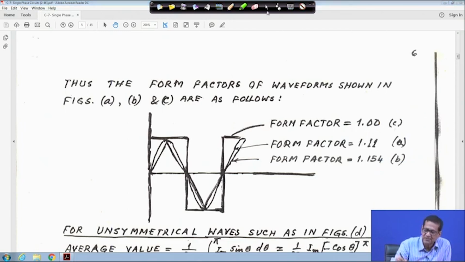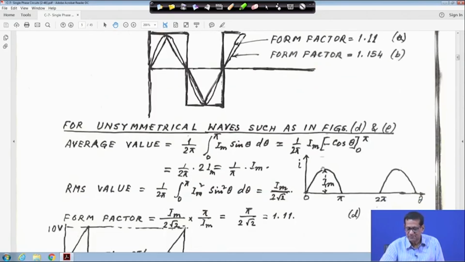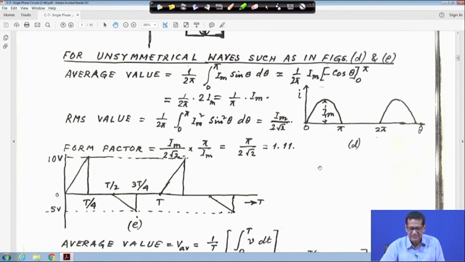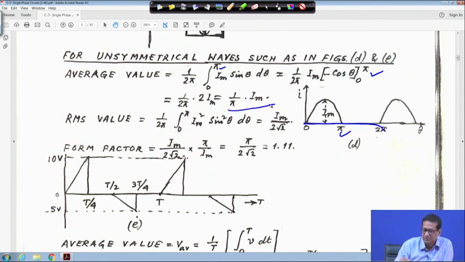Now next, for the unsymmetrical waveform, suppose this one, you have to consider the whole base 2 pi, right? But the integration should be 0 to pi. So the average value is 1 upon 2 pi, 0 to pi, Im sin theta d theta, which will be 1 upon 2 pi Im minus cos theta, 0 to pi, right? So it is 1 upon 2 pi into, integrate it, you will get 1 upon pi into Im, right? Basically Im by pi.